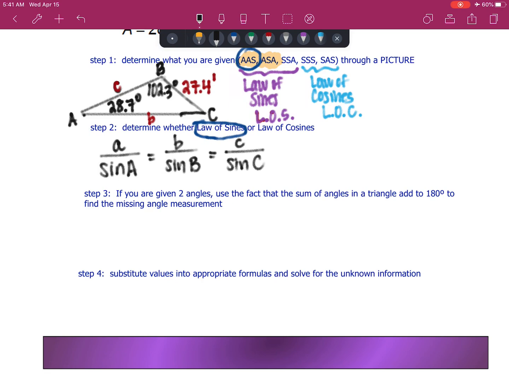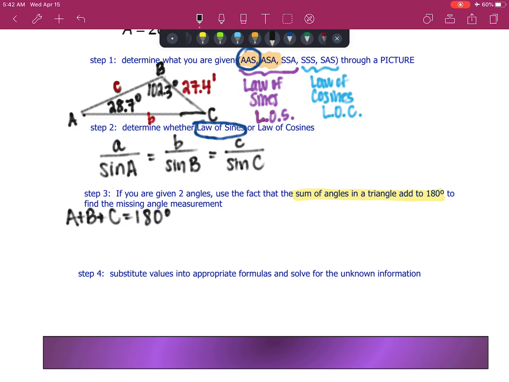So step 3 says if you're given two angles, use the triangle sum theorem. The triangle sum theorem says that all three angles in a triangle will add to 180 degrees. So that's what I'm going to do to find angle C. Angle A plus angle B plus angle C is equal to 180 degrees.